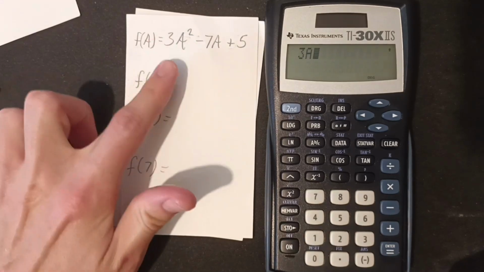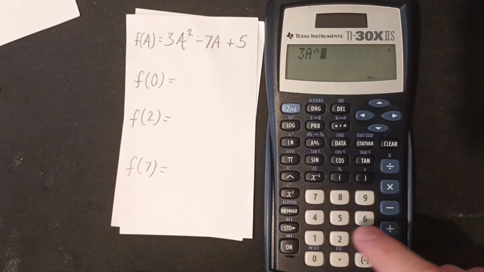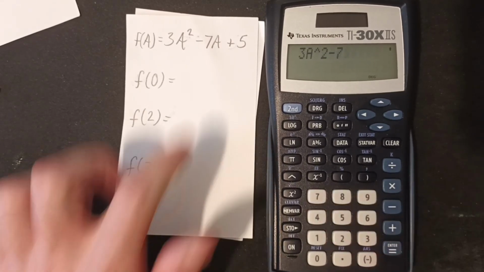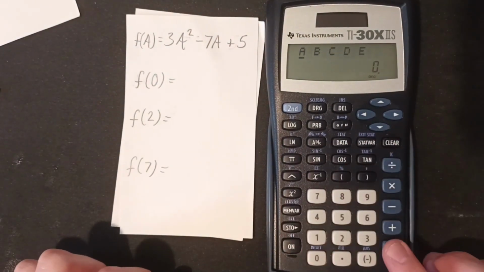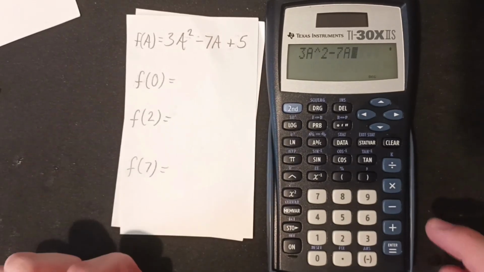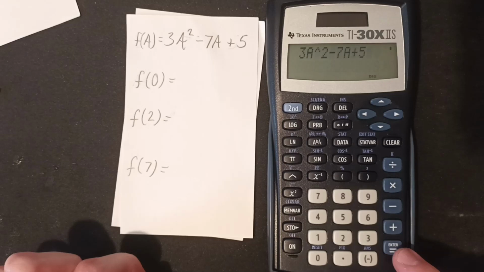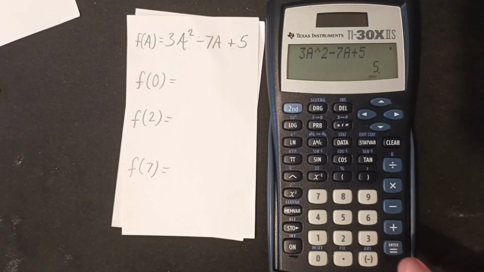Okay, so we need to square that A now. So I'm going to go ahead and do that. All right, minus 7. All right, I need to type another A. So MEMVAR, and then selected A. All right, now just plus 5. Okay. All right, now if we hit enter, we'll get the value for f of 0. Okay, so f of 0 is simply 5.